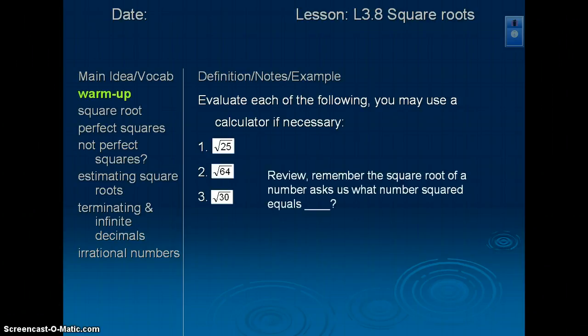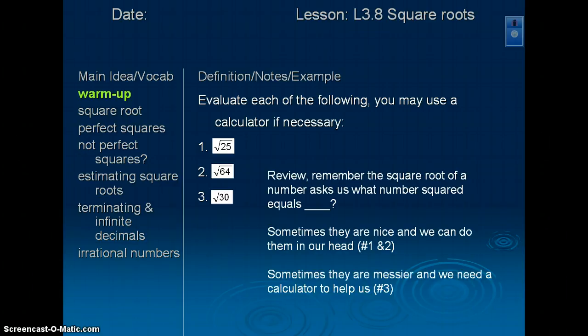Remember, the square root of a number asks us which number squared equals it. So in number 1 and number 2, we can easily find number 1, the square root of 25 equals 5, because 5 squared equals 25. And in number 2, the square root of 64 equals 8, because 8 squared equals 64. Sometimes they're nice and we can do them in our head.